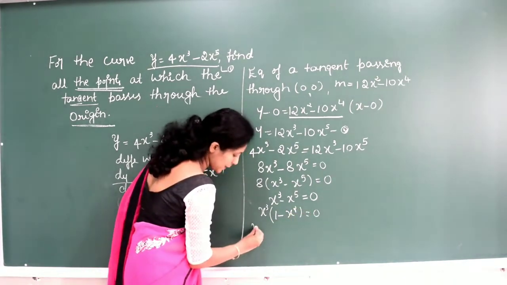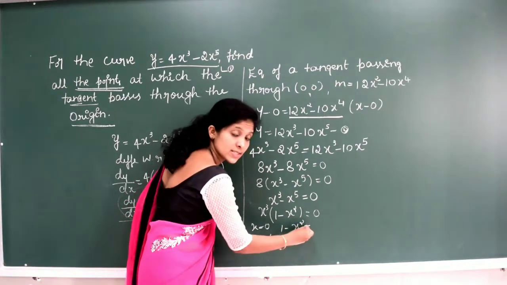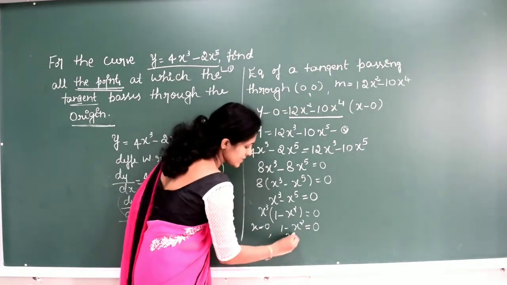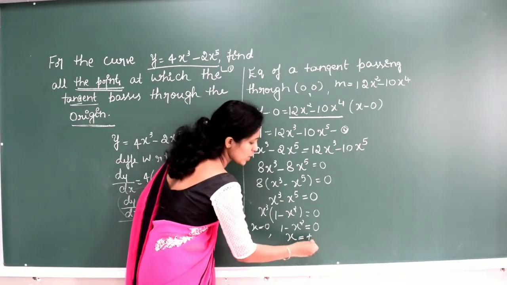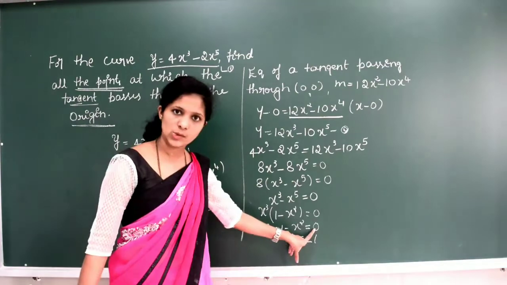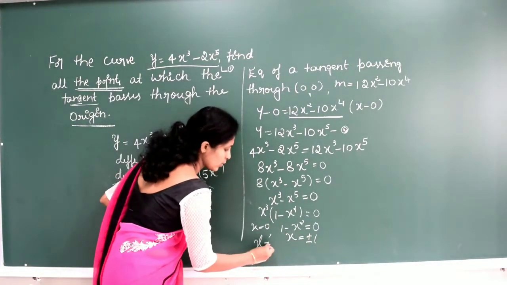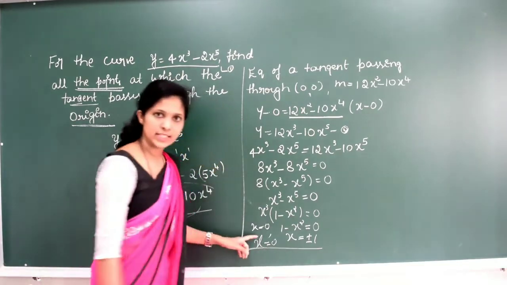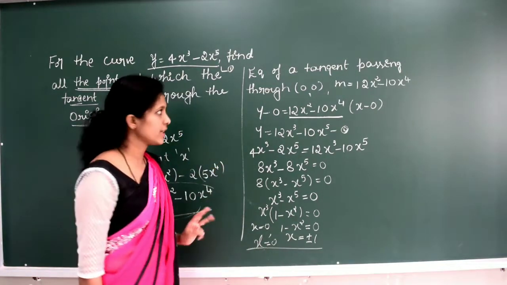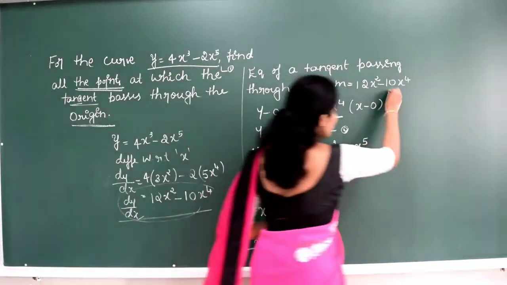So one possibility is x is equal to 0, or 1 minus x square is equal to 0. By this x is equal to plus or minus 1. Is it clear? The value of 1 is equal to x square, so x will be equal to plus or minus 1, or x is equal to 0. We got three possible values of x. We will substitute in this equation so that we will get the value of y.